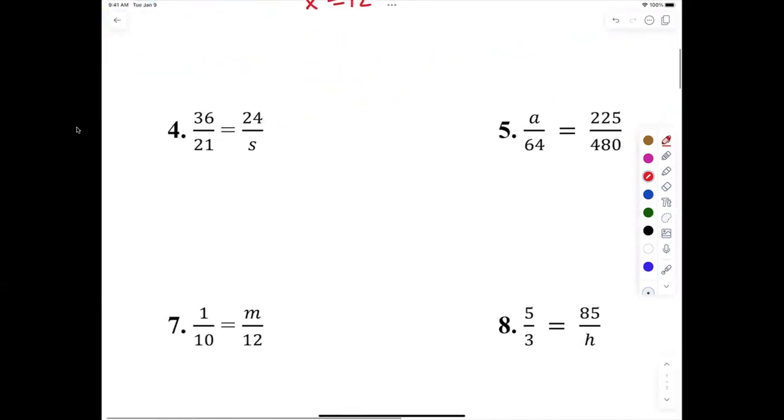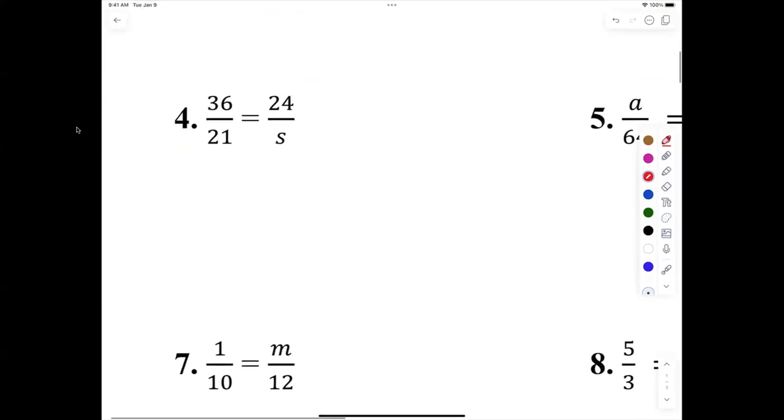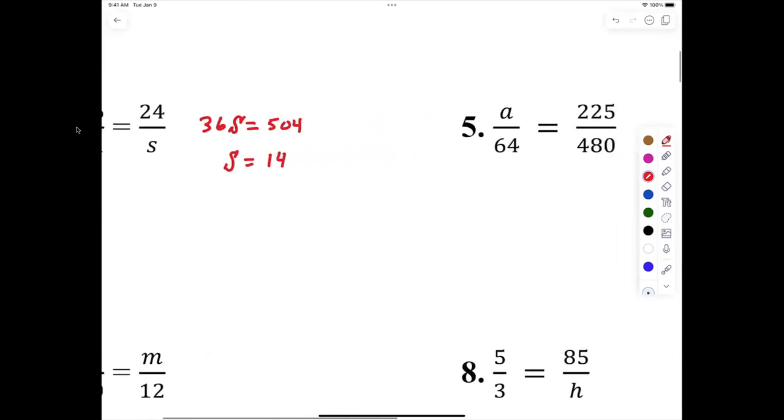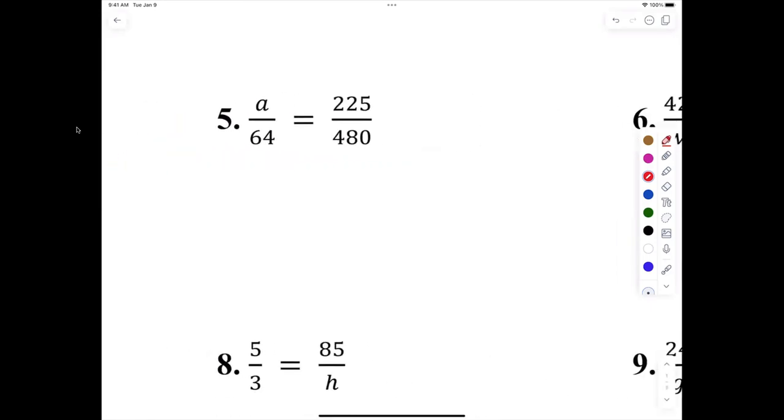Okay, number 4. Gabby. 36 times 504, divided by 47? Yes. Anybody else get 14? Now, again, you're supposed to be one step ahead. You're supposed to be just working. Now, Lila's going to tell us the answer for number 5. Go ahead.